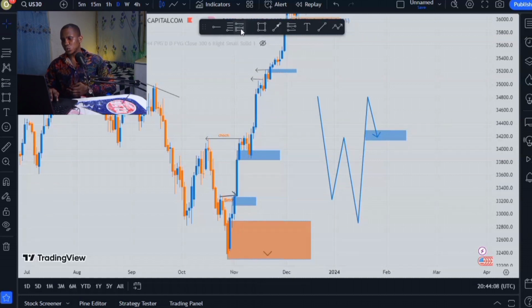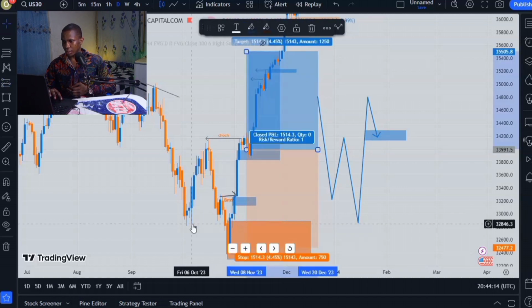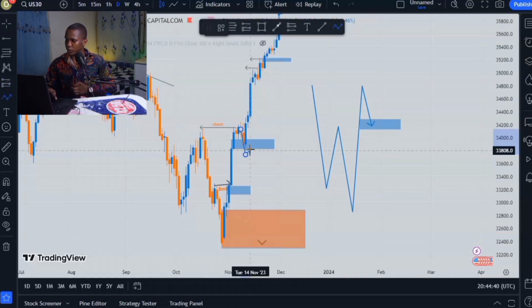So what most traders do is they tend to just put an order, put the stop loss here. Another thing most traders do is they want the market to break and they'll start selling. We are not doing this right here.